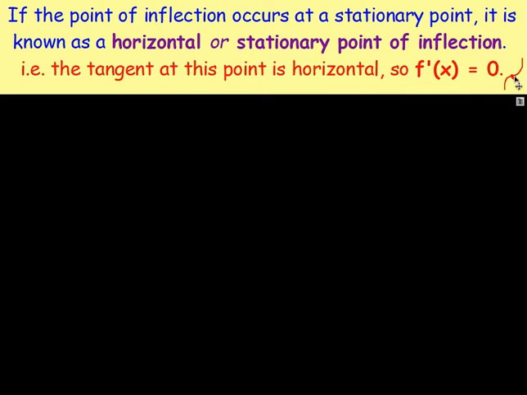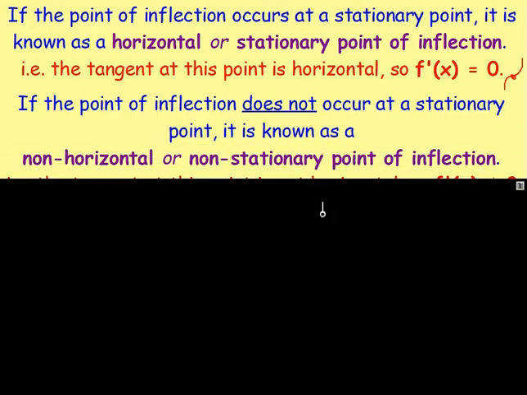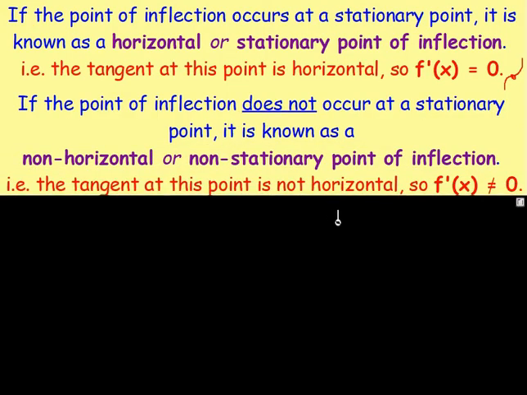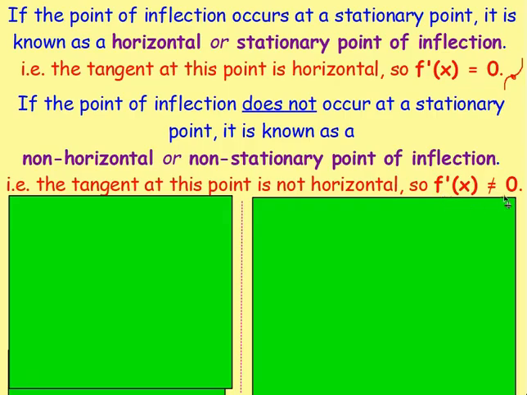It's a point of inflection, and it's a stationary point. So it's known as a stationary point of inflection. However, if the point of inflection does not occur at a stationary point, it is known as a non-horizontal or non-stationary point of inflection. And this is where the tangent at that point is not going to be horizontal. In other words, the first derivative is not equal to 0.